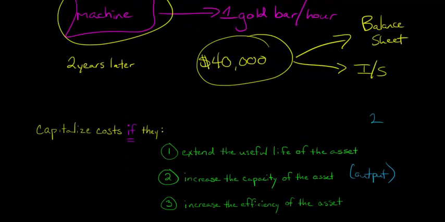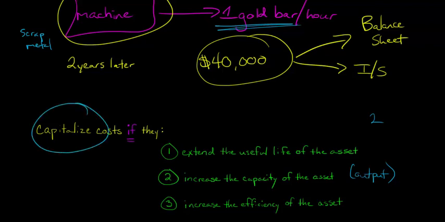Also, if you increase the efficiency of the machine, for example, let's say it takes fewer labor hours or less input, right? So you're putting scrap metal into the machine, and let's say it takes half as much scrap metal to get 1 gold bar because of what you did with this $40,000 that you spent. Okay, in that case, you would also capitalize that $40,000 to become part of the value of the machine on the balance sheet.